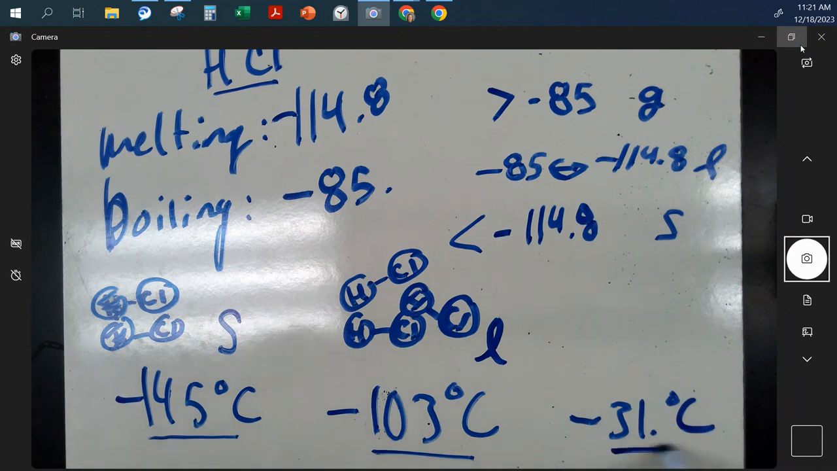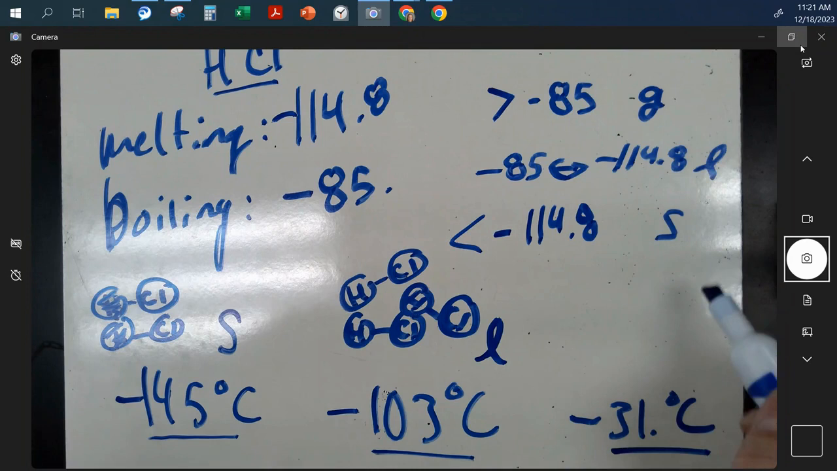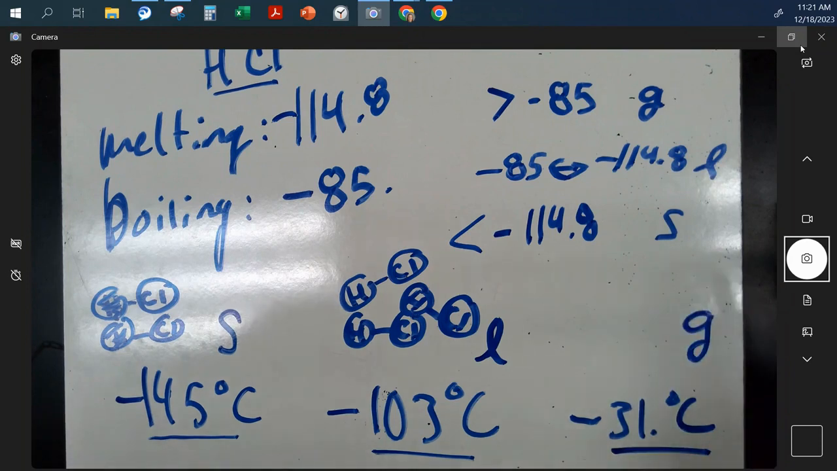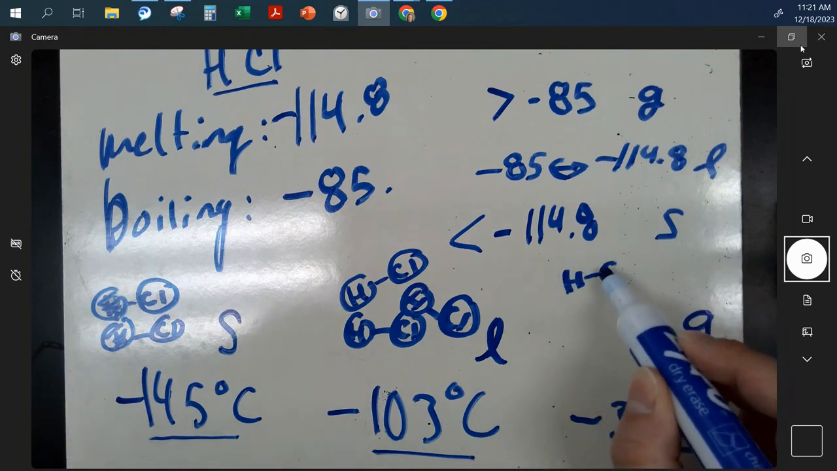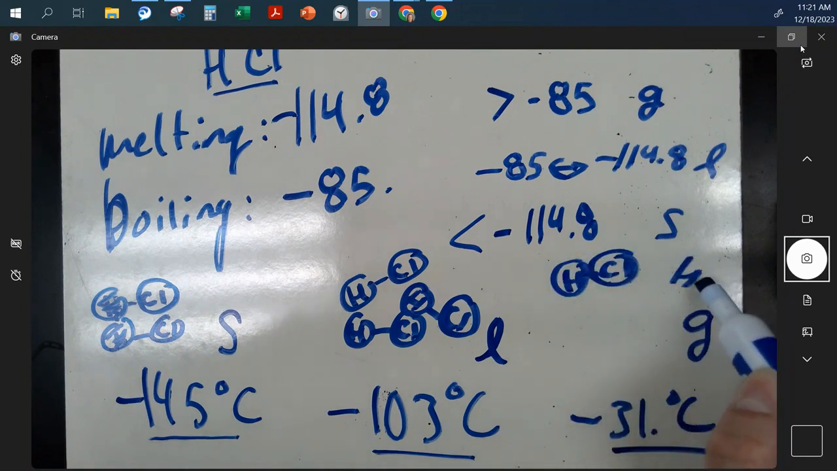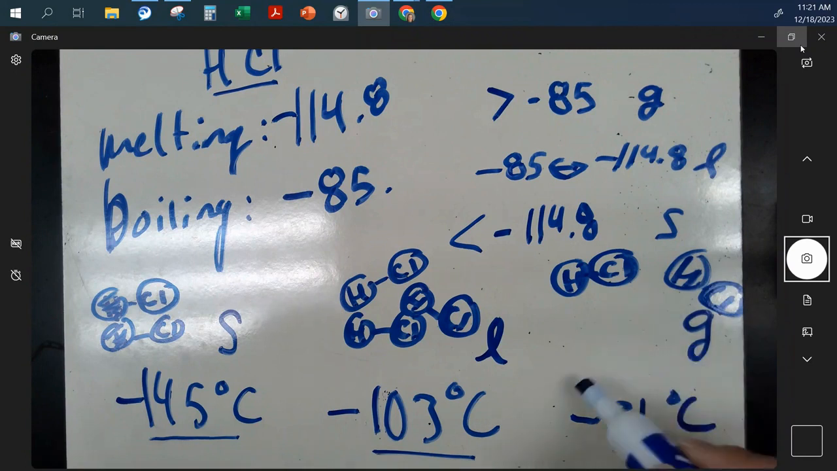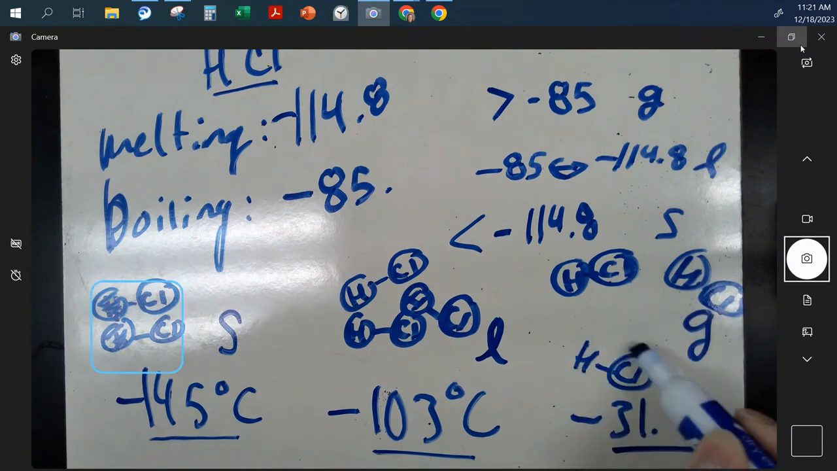And then this one would be past the boiling point, so that would be a gas. Good, the gas phase. So we still have molecules, they haven't broken apart. So somehow they need to be bonded together, and then they need to be further apart than in the liquid. Okay.